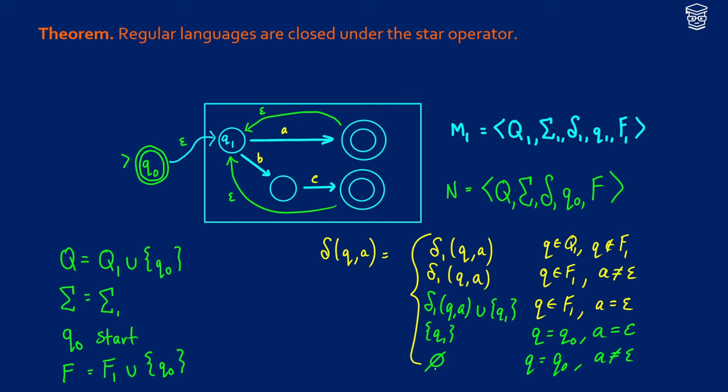So now we know that regular languages are closed under union, concatenation, and star. So we can talk about regular languages in the future and talk about how we can convert regular expressions into these NFAs.